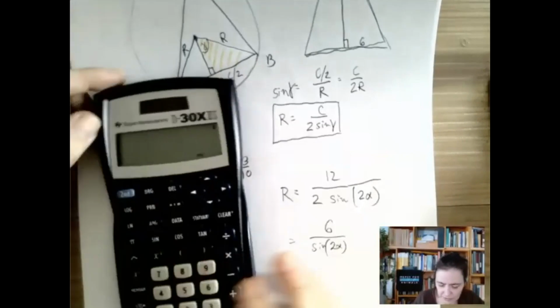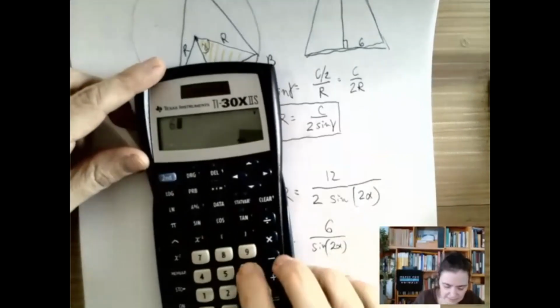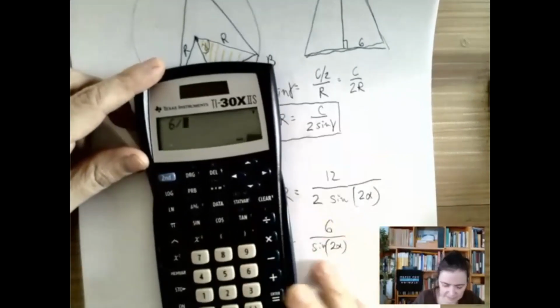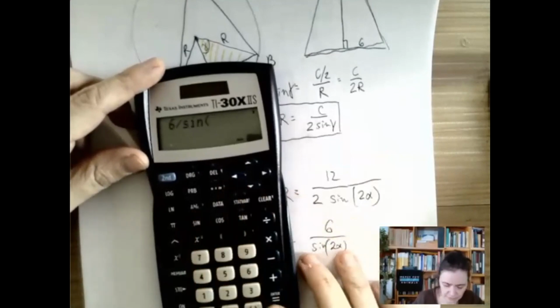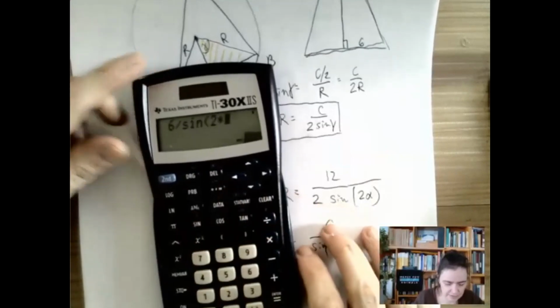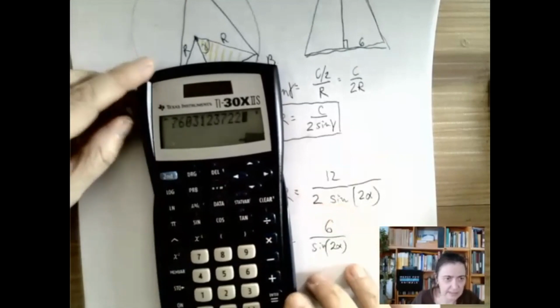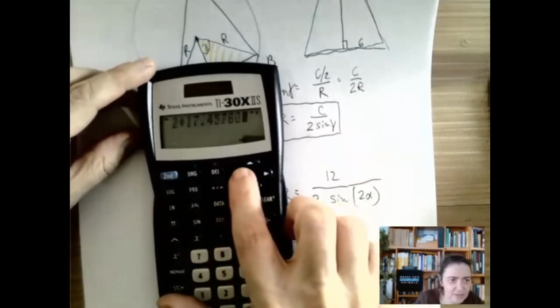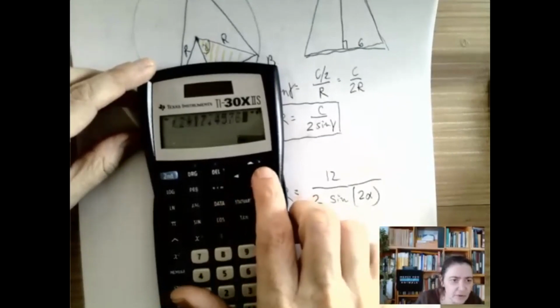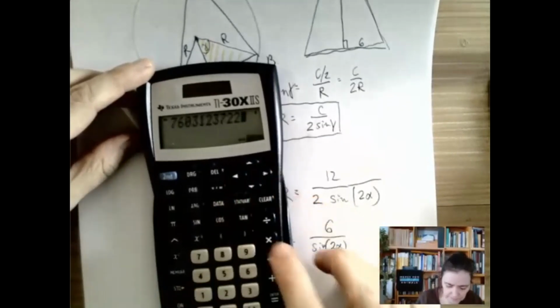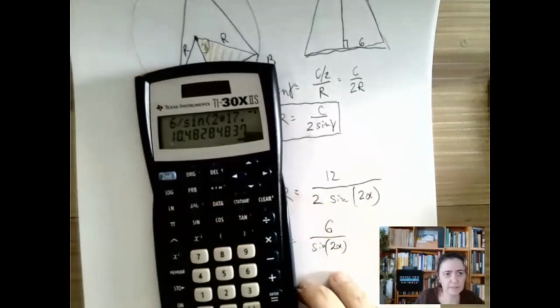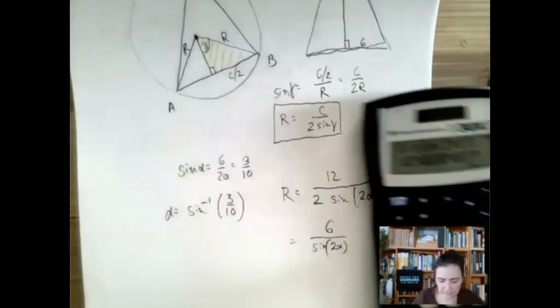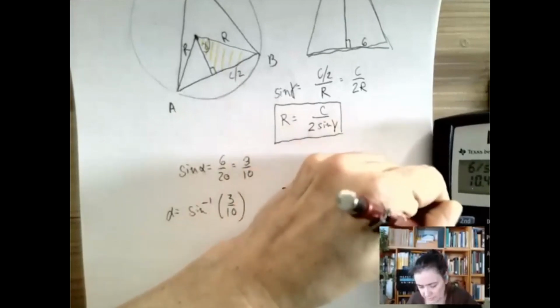All right. So we're going to have 6 divided by sine of 2 times A. Now, this is the only annoying feature, that you don't see the beginning of the number. But I need to see the parentheses. So that was just one pair. We need to close that one. And so we got 10.4828 units.